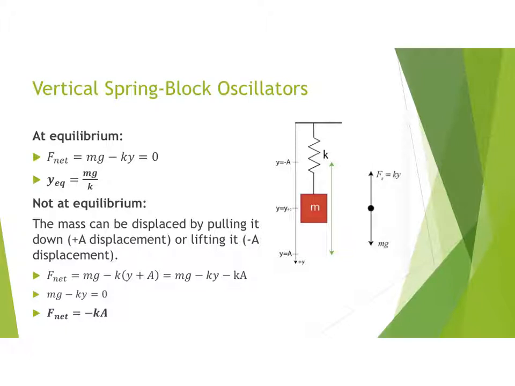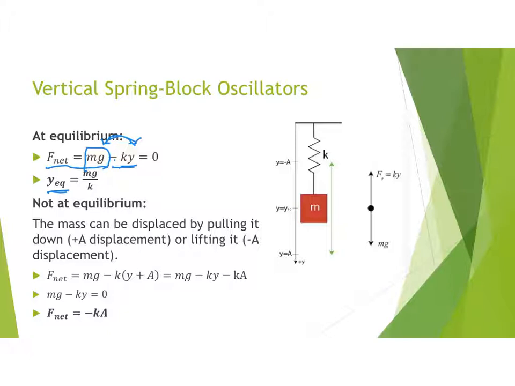So at equilibrium, we would say the force that's being applied here, the mass times gravity, minus the force of the spring is equal to 0. In other words, I can set these two equal to each other, the mg and the force of the spring. So if I want to know the y at equilibrium, I just set up mg over k.